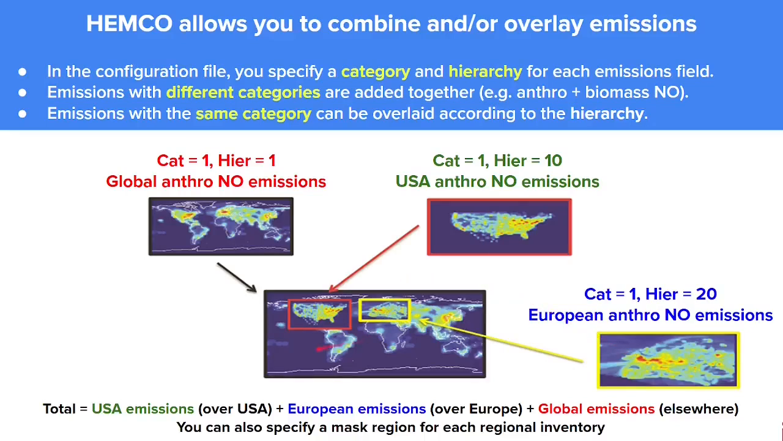So the result is global emissions everywhere except over the US, where we have US emissions, and except over Europe, where we have European emissions. You can also specify a mask region for each regional inventory. A mask region is a binary mask that is either 0 or 1. If it's 1, you count the emissions within that area. So over here, the mask values would be 1, and outside the area, they would be 0, which means you don't count the emissions there.